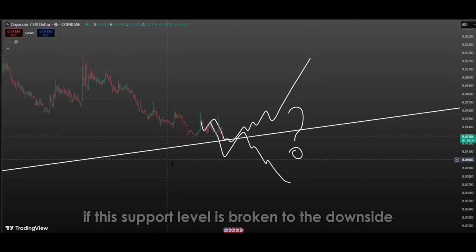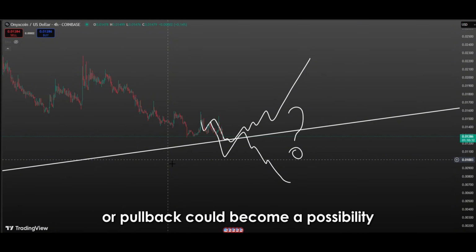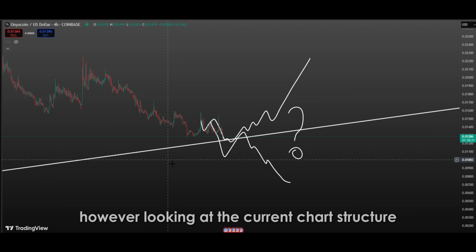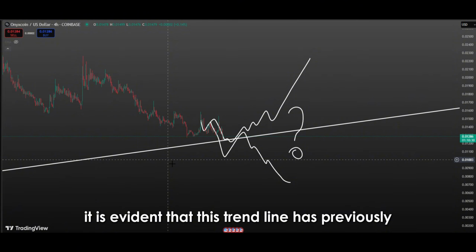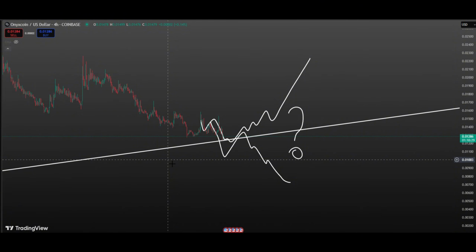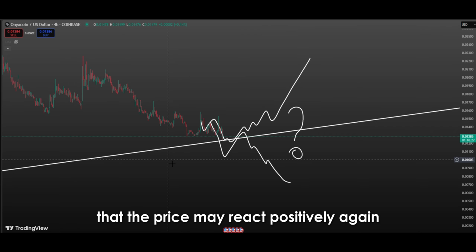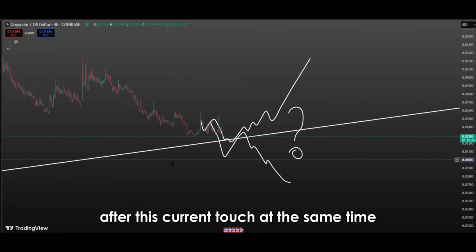On the other hand, if this support level is broken to the downside, a short-term correction or pullback could become a possibility. However, looking at the current chart structure, it is evident that this trend line has previously held up multiple times and successfully supported the price. This strengthens the possibility that the price may react positively again after this current touch.